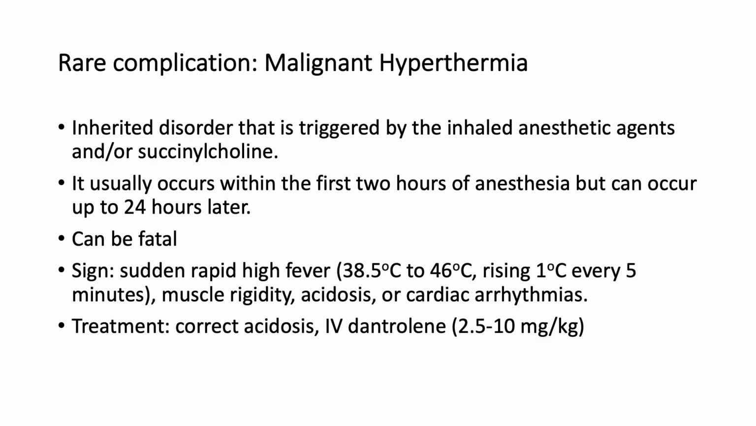Last but not least, there's a rare complication called malignant hyperthermia. It is an inherited disorder that is triggered by inhaled anesthetic agents. It usually occurs within the first 2 hours of anesthesia but can occur up to 24 hours later. It can be fatal. The signs include a rapid high fever, 38.5 to 46 degrees Celsius, increasing 1 degree every 5 minutes, muscle rigidity, acidosis, or cardiac arrhythmia. The treatment includes correcting acidosis and IV dantrolene.